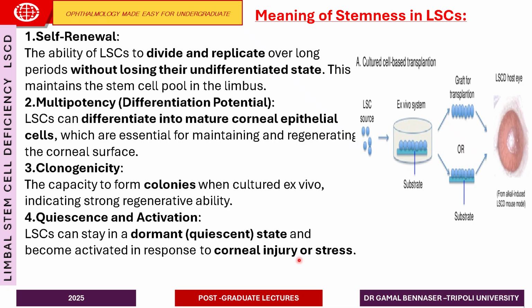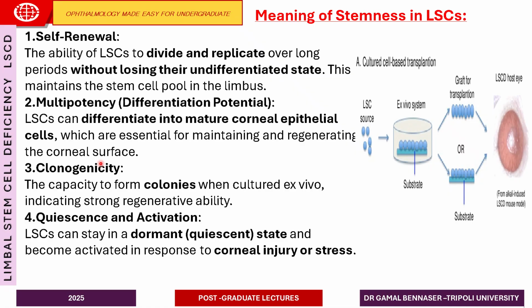So the ability of the limbal stem cells to exert their power in proliferation and maintaining the corneal homeostasis is known as the stemness of the limbal stem cells. So what's the meaning of stemness? Stemness is a self-renewal ability of the limbal stem cells, in that they divide and replicate over a long period of time without losing their undifferentiated state.